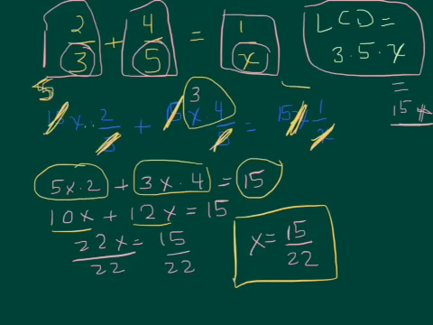Now before we started, we probably should have taken a look that we had an x in the denominator, so we knew that x could not equal 0, but that's not what our resulting answer has given us. It's x equals 15 over 22, and we can plug that in and check it if we're not sure that we've done things correctly.